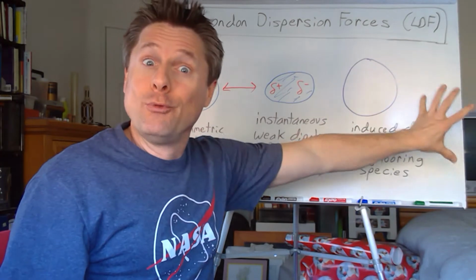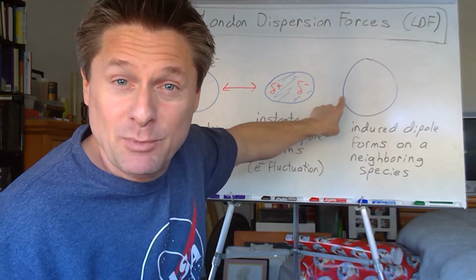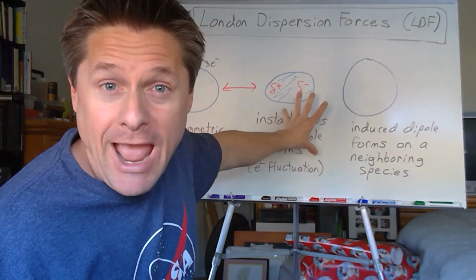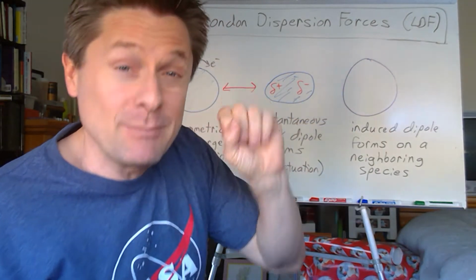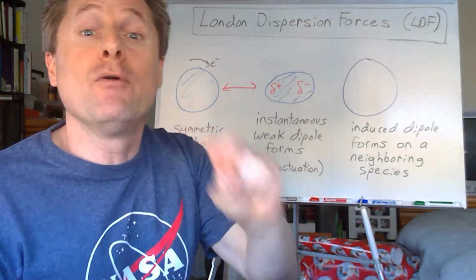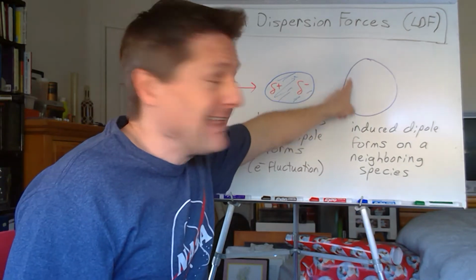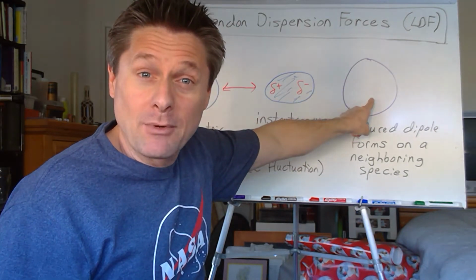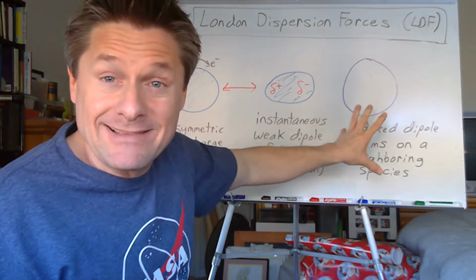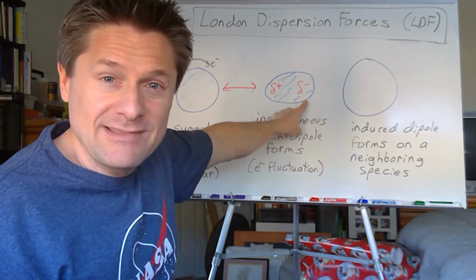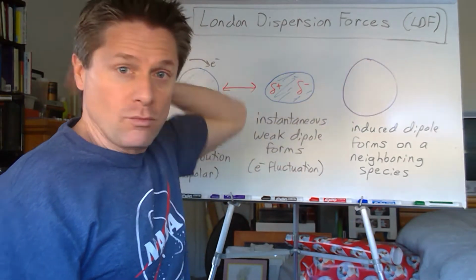But now, somebody comes along and happens to be really close to this particular species. When that flash happens, that instantaneous dipole forms, and this neighboring species happens to be really, really close and moving really, really slow, do you think the electron cloud of the new neighboring species, whether it's the same species or not, as long as it has an electron cloud, right? It's going to notice that little temporary dipole. If it's moving too fast, if it's too warm, it just goes on by.